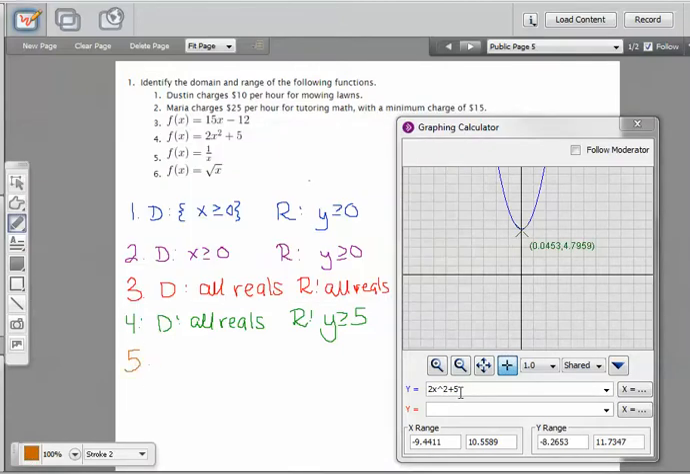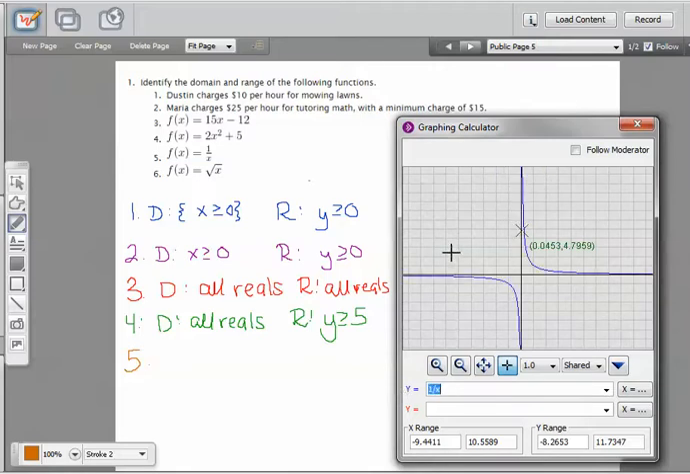For number 5, let's go ahead and do 1 divided by x. Well, when we see that, we get kind of split. I'm going to see if I can get this point taken off. Possibly not, maybe not. Oh well.